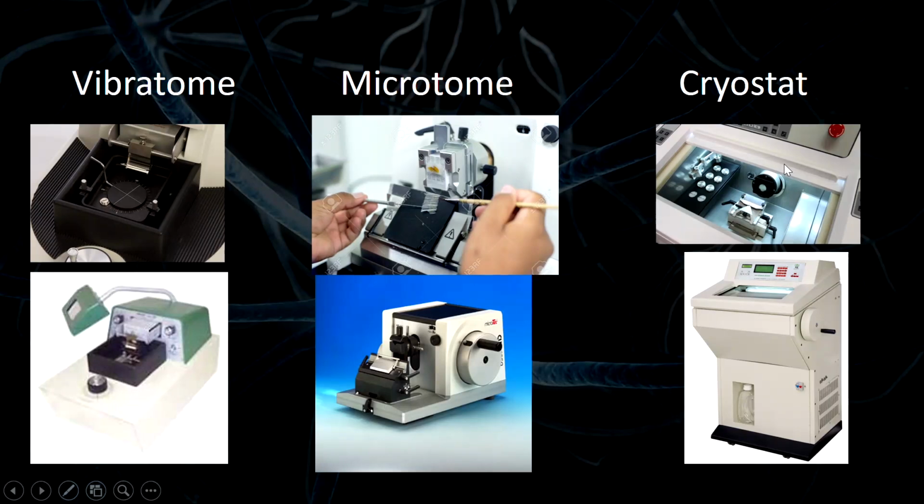And then the cryostat, that one also has a chamber, but this chamber will have a very low temperature, so you can cut frozen tissue in this cryostat machine. And also you will have a blade here.